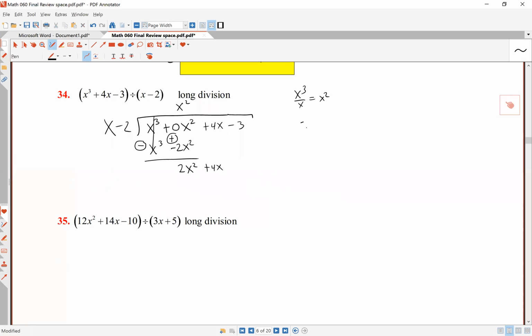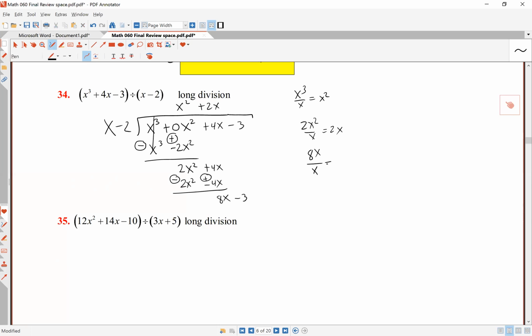And now we start over again. 2x squared divided by x is 2x. So that's the next term. And then we distribute: 2x times x is 2x squared minus 4x. We change the signs. 4x plus 4x is 8x. Bring down the 3. Start over again.